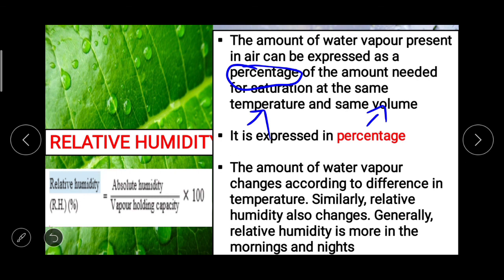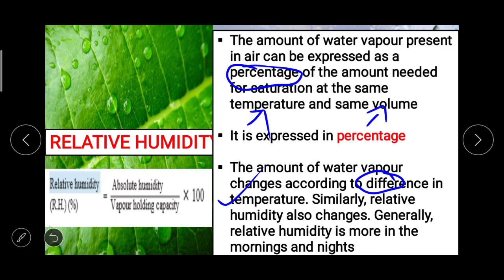The amount of water vapor changes according to difference in temperature. ये तो हमने स्टार्टिंग में ही देखा है कि temperature which is very important factor in humidity, अगर एयर ड्राई है तो उसका असर ह्यूमिडिटी पे भी होता है. So the amount of water vapor changes according to difference in temperature, and similarly relative humidity also changes.